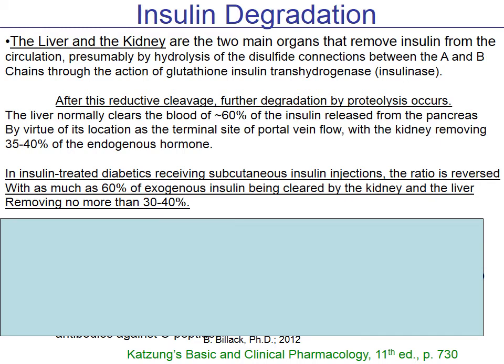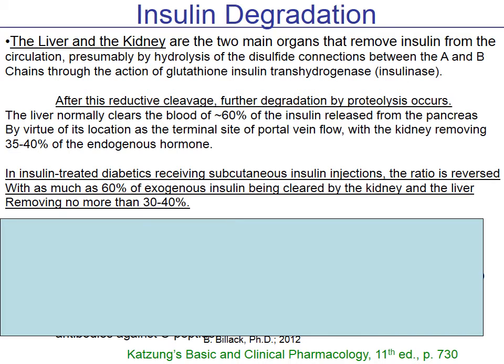Now, in patients receiving exogenous insulin, it's been observed that there's a reversal of this, that more of the insulin is removed by the kidney than by the liver when you give exogenous insulin. And really the value of knowing that is that you're going to want to make sure that your patient's kidney function is optimized. We've already talked a little bit about how the kidney is definitely a target for hyperglycemia. Poorly controlled hyperglycemia, glomeruli can be destroyed.